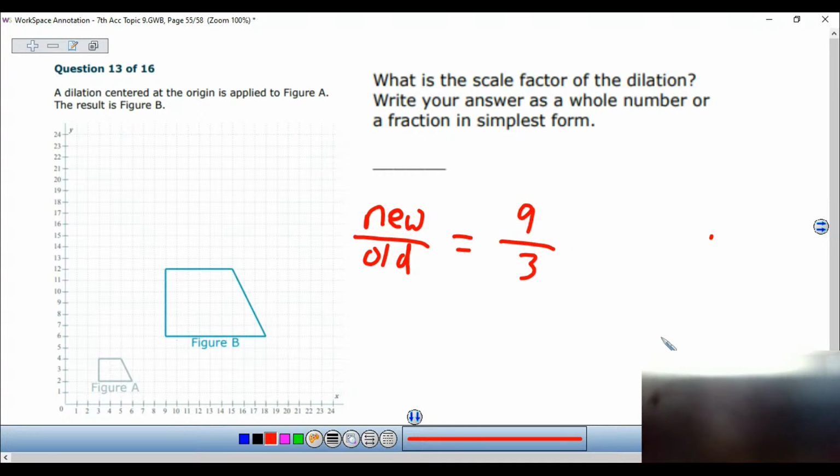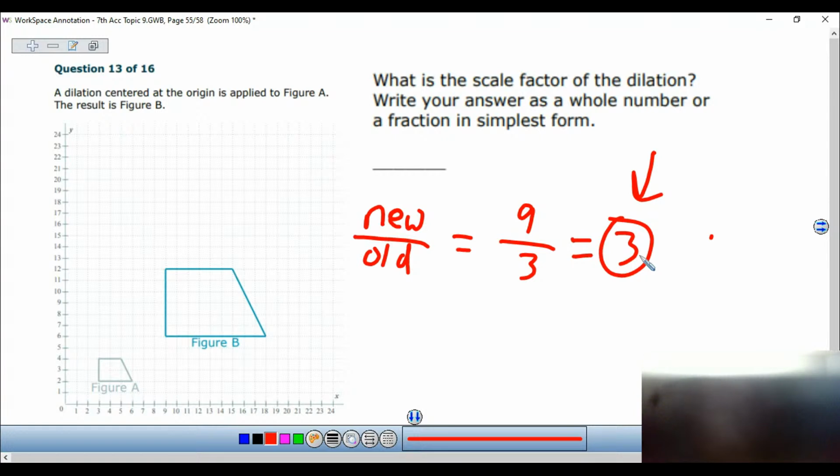It goes on top. 9 divided by 3 gives me 3. And since it's a number greater than 1, that means it got bigger. And that should be what we see in the figures. A got bigger to become B. And in fact, it is 3 times bigger.